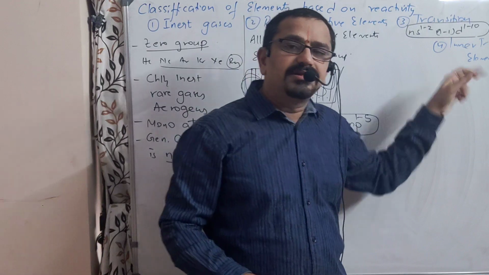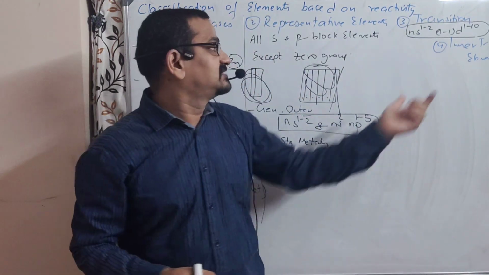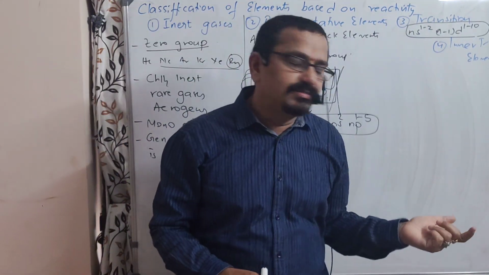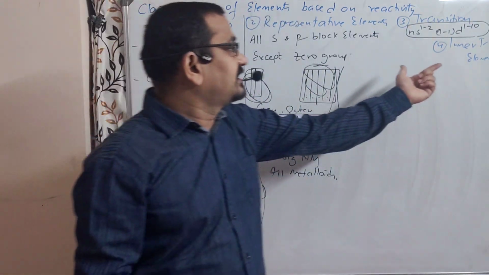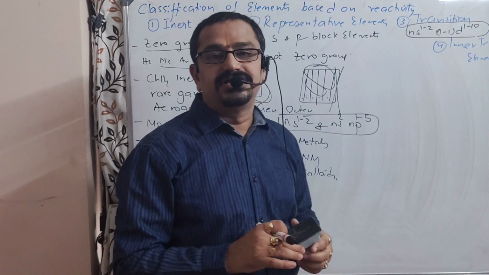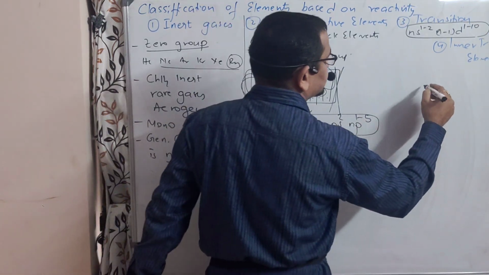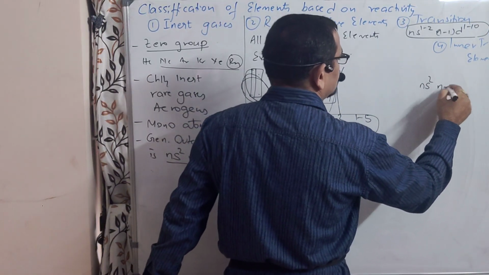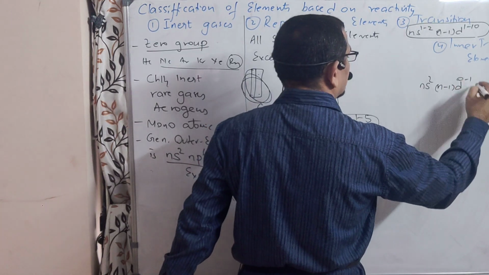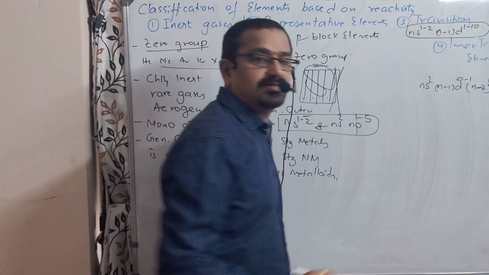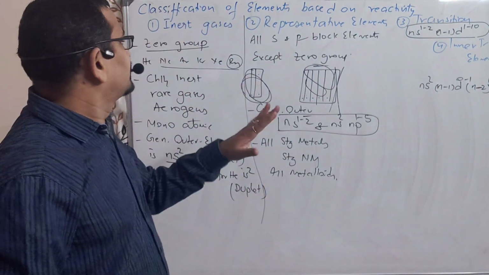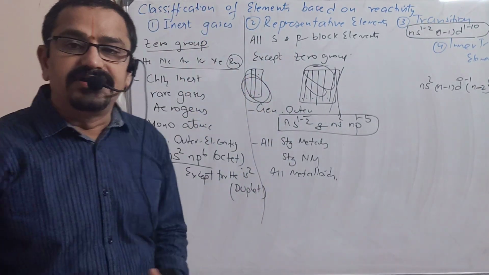When it comes to inner transition elements, the f block elements are also called inner transition elements. The properties of f block can be studied in the form of properties of inner transition elements. Means the electronic configuration is also the same: (n-2)f 1 to 14, (n-1)d 0 or 1, ns2. So this is another classification based on the reactivity of elements.